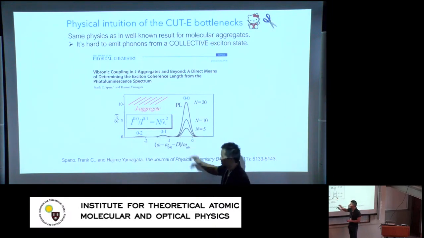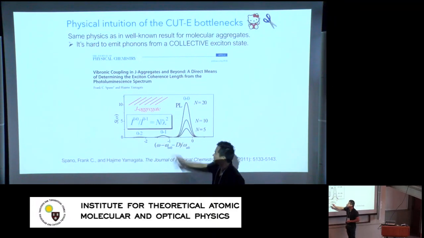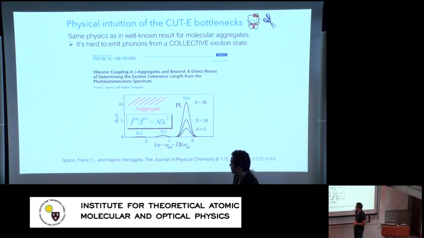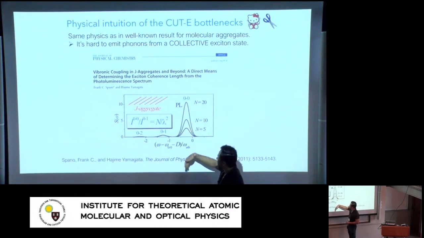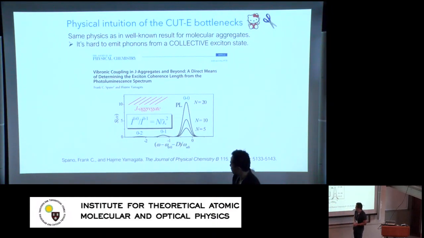of these molecules, of these aggregates, if they are delocalized across n molecules, the zero phonon line, the 0 to 0 transition, is n times larger than the 0 to 1 line. So in other words, going back to the ground state with no phonons is faster than going back to the ground state with one phonon, or with more. Okay?